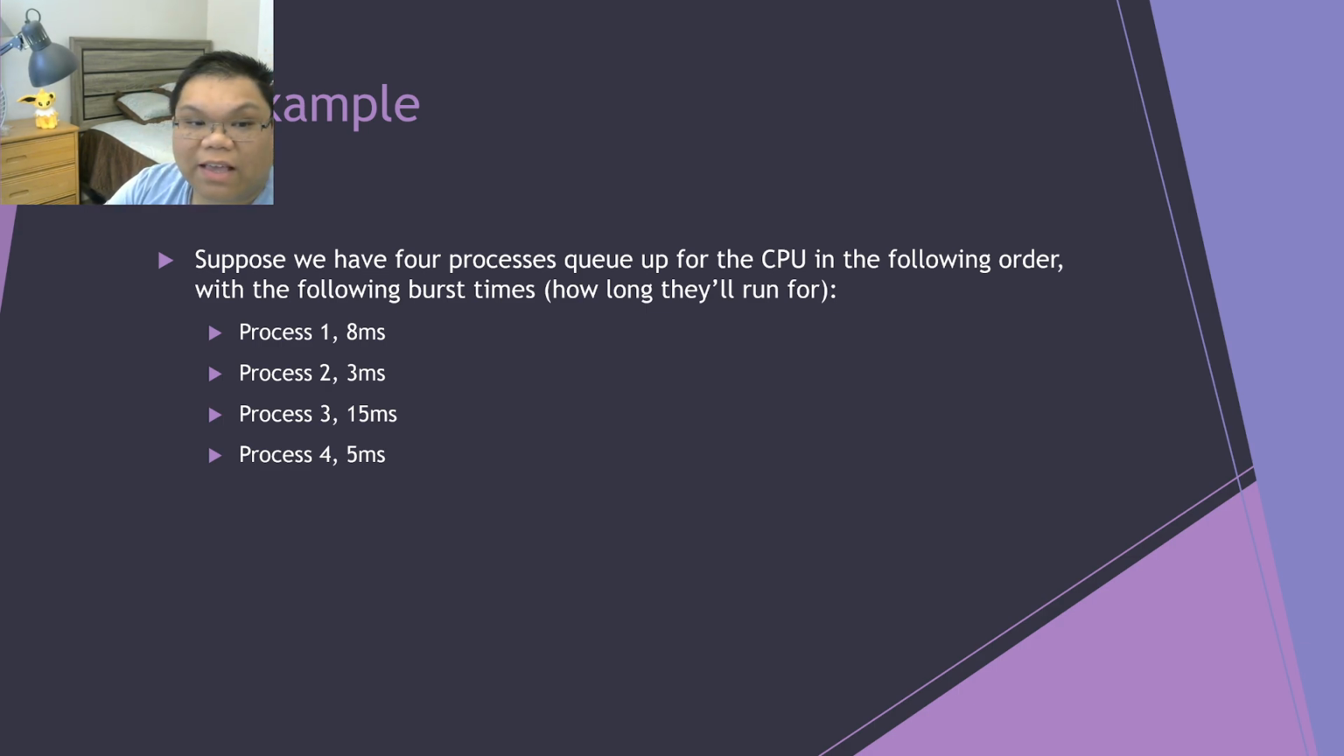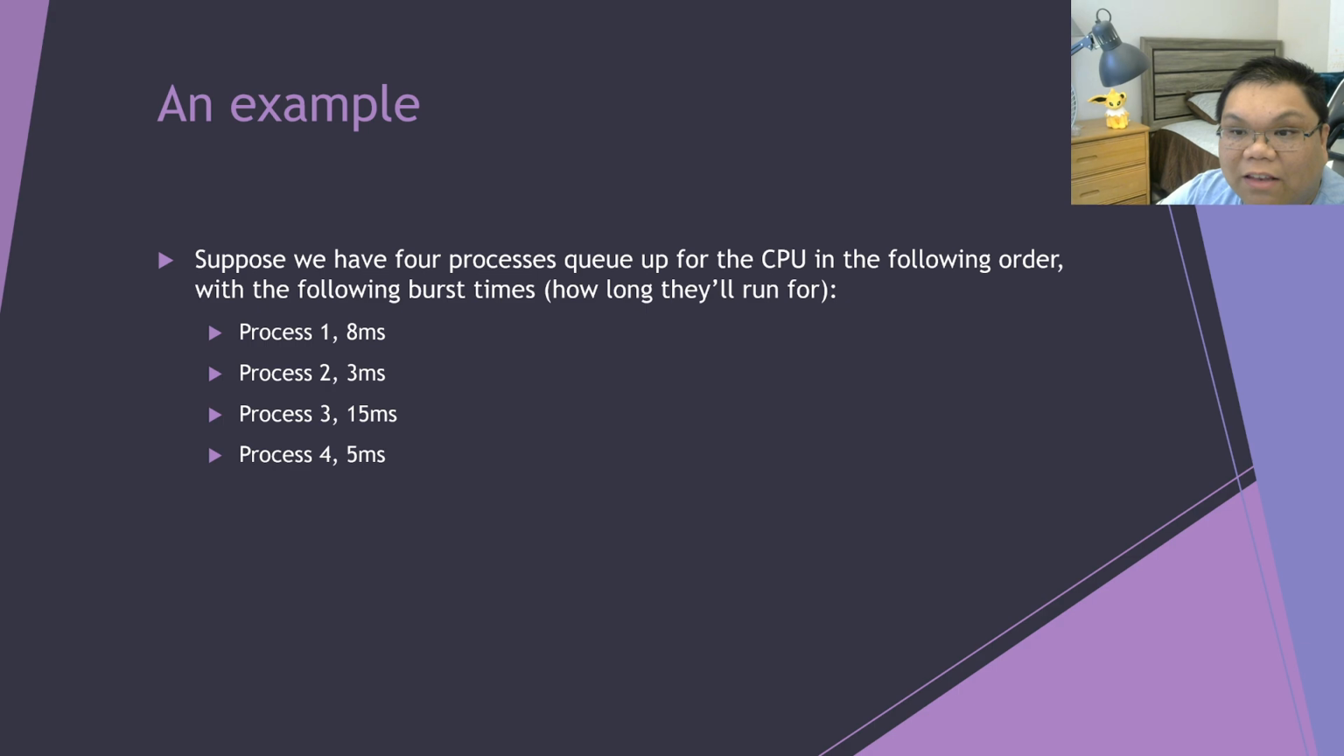So here is where we get to see a few examples of this. This is the one thing that I did not get to do in the last set of slides. I want to show you a few examples of this. So suppose we have 4 processes queued up for the CPU, and they all arrived in the following order before any process was able to run.